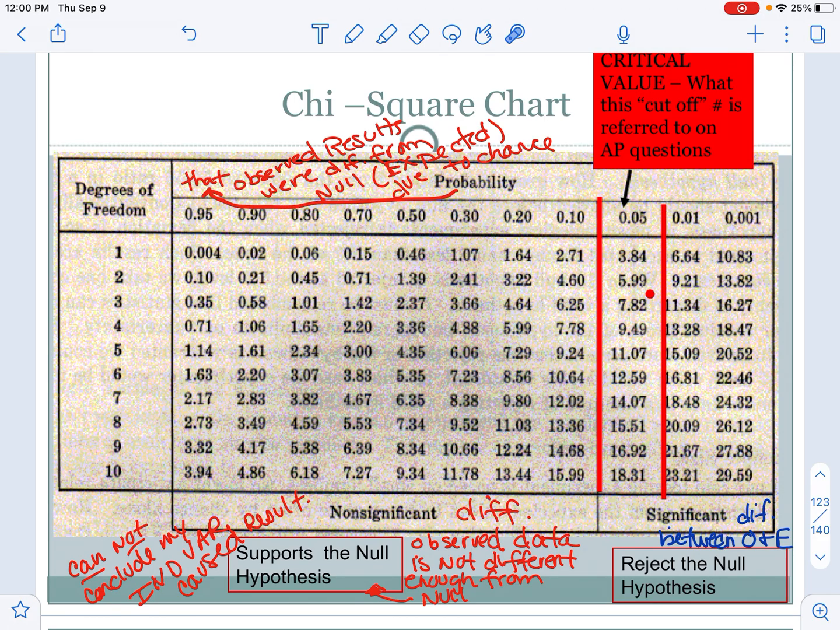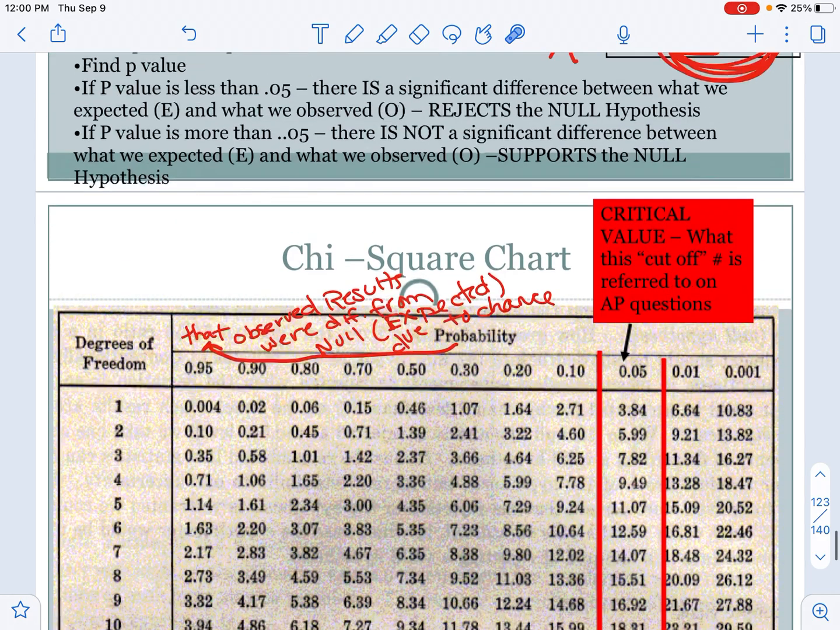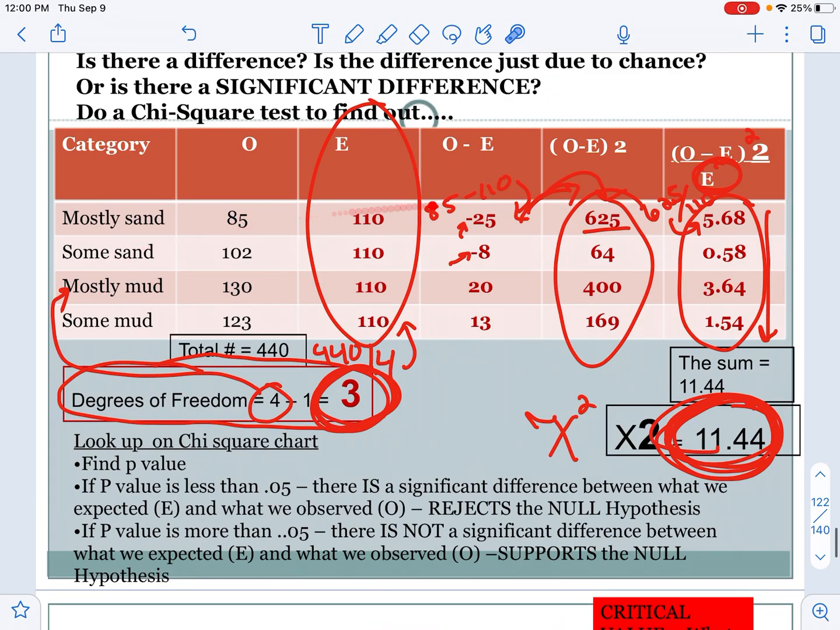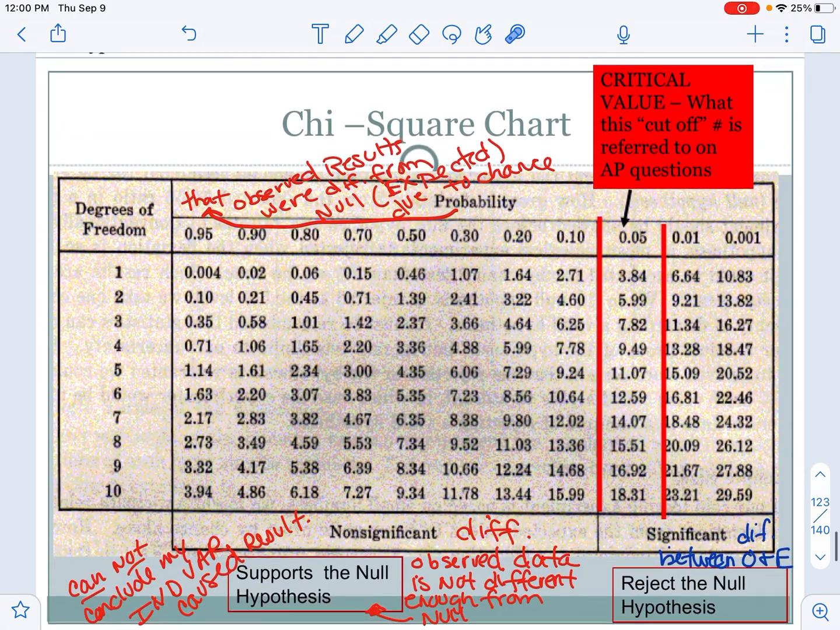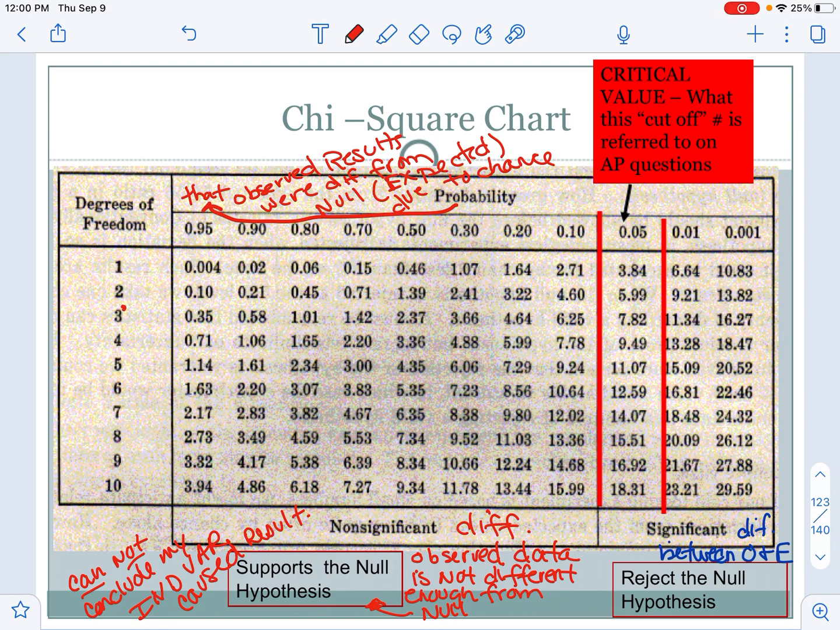So when I ask you on a chi-square problem, I'm going to ask you, first, to solve it. I want to know what your chi-square number is. I want to know what your degrees of freedom are. Okay, and then on the chart you look up, so we're at 3 degrees of freedom. Okay, and so we're going to read in this row, and we're going to read over and try to find our chi-square value of 11.44.